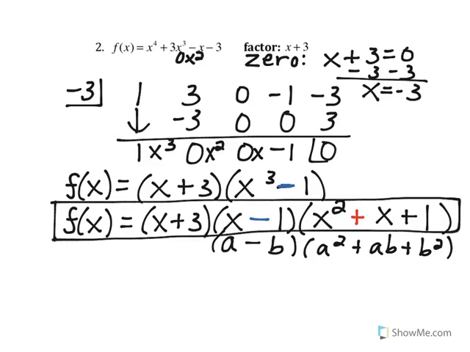And that's it. If you're given a factor, you're just going to do a synthetic division once and then do any remaining factoring that's left over. The next video will show you how to factor if you're not given any of the zeros or the factors to start with.